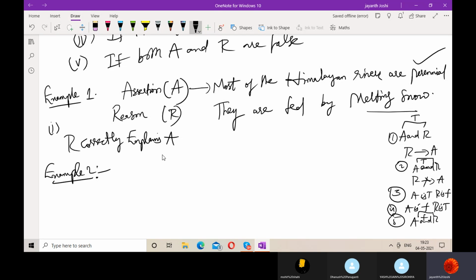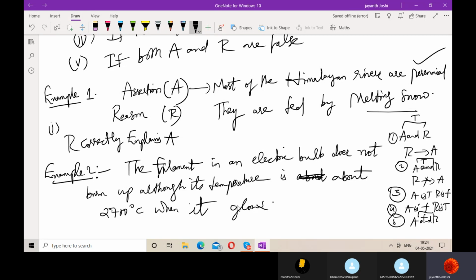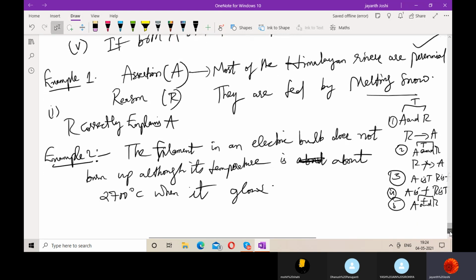Now, example 2. The filament in an electric bulb... So this is the assertion reason.